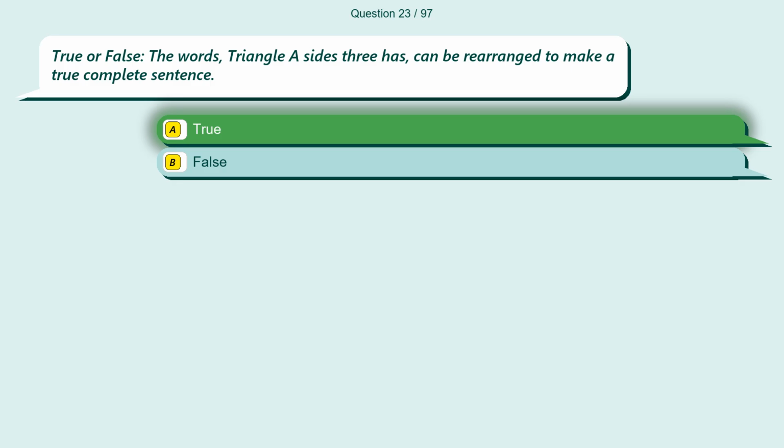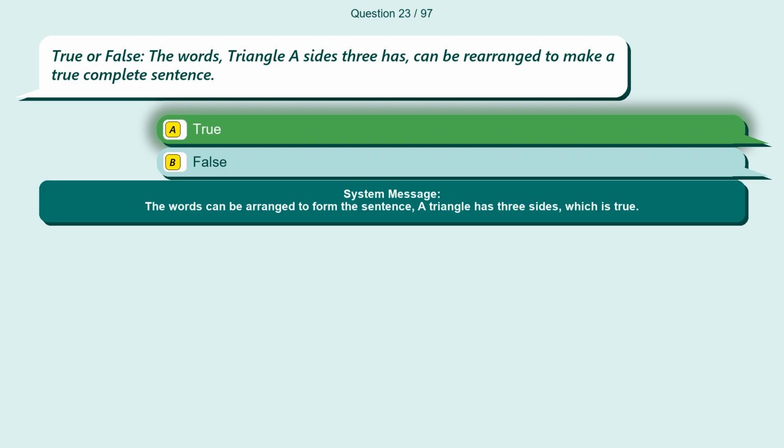The correct answer is option A, true. The words can be arranged to form the sentence, a triangle has 3 sides, which is true.